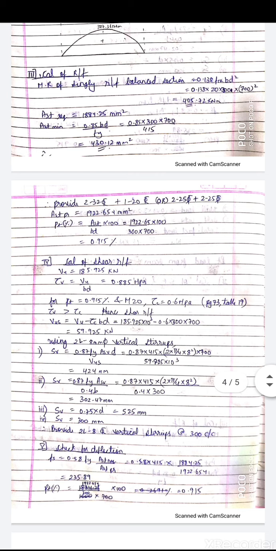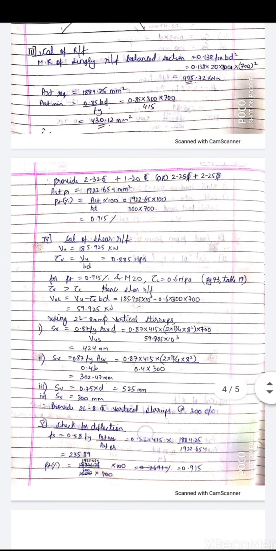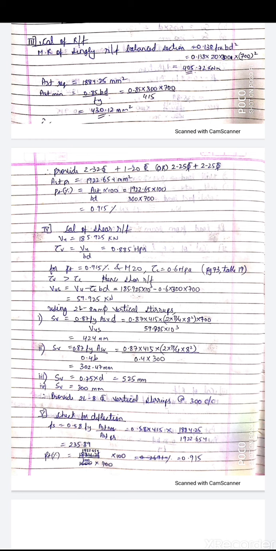Similarly, the second condition is 0.87 Fy into ASV upon 0.4b. So we get it as 302. Third is 0.75 into D and 300. So we have to select the least of these four values. So let us provide two-legged 8 mm diameter vertical stirrups at 300 mm center to center. Now we have designed the beam for shear also.